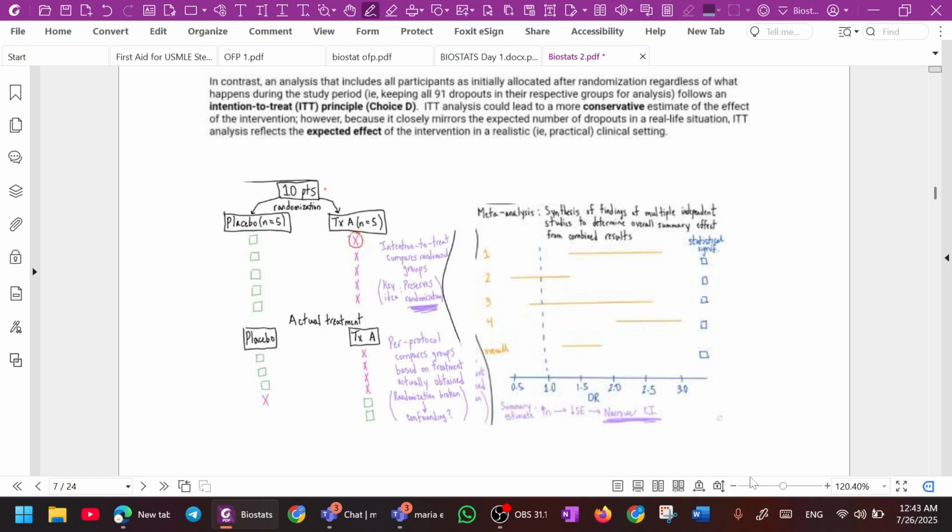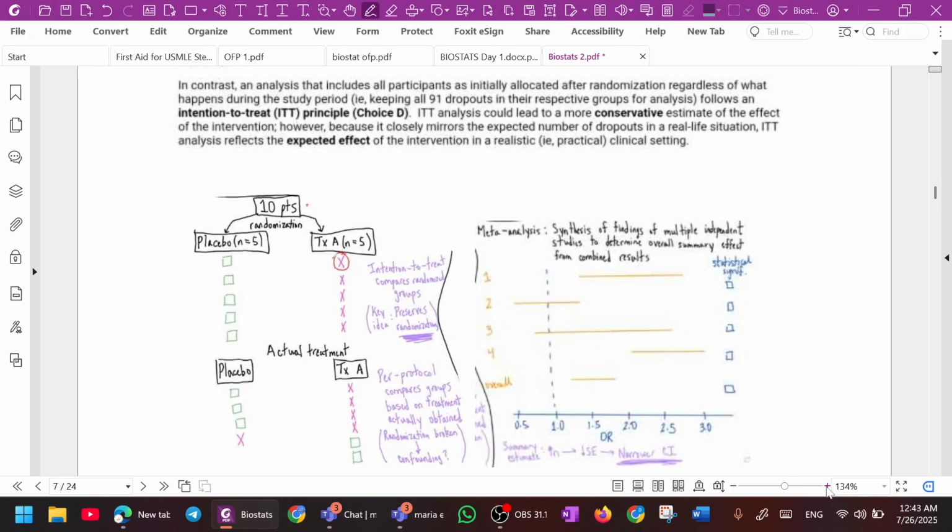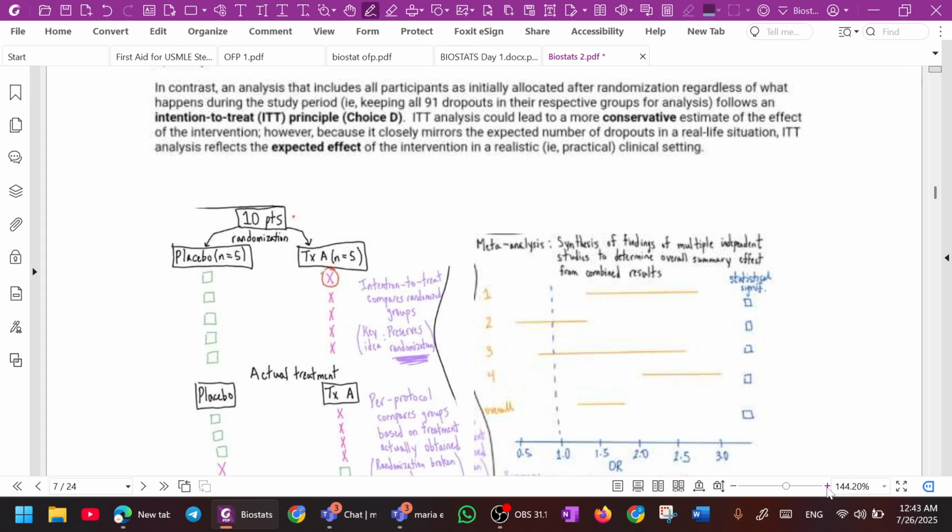I think you would have probably seen that in one of the pictures, and one of the videos, sorry. Those ones. This thing. Yes. Do you want me to go over it or you got it? You go over it. Okay, the guy was just saying basically the per protocol versus intention to treat.